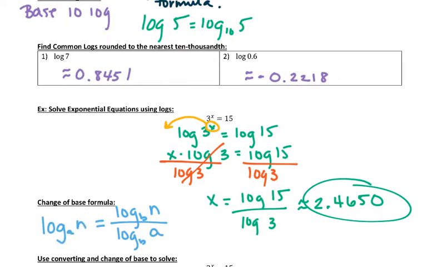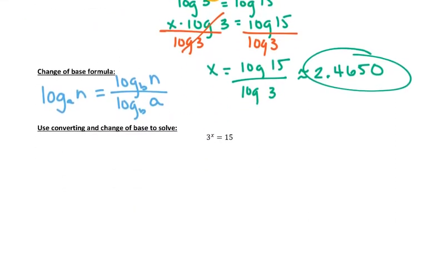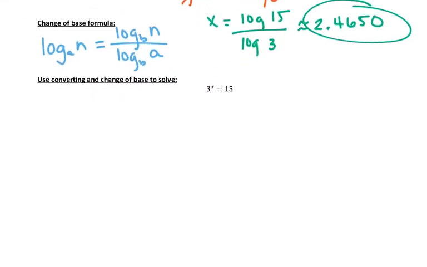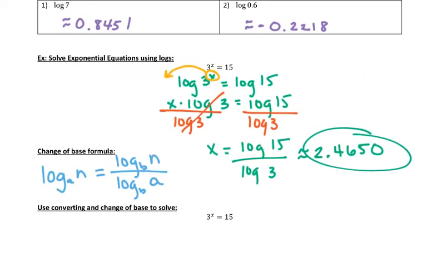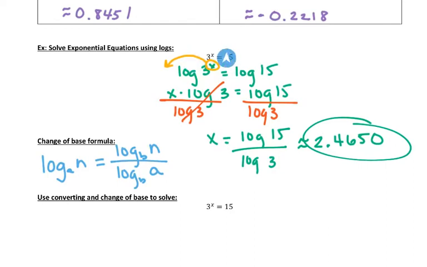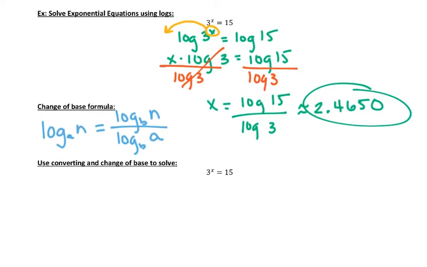From there, we're going to go down to the next example. This is the exact same example as the one up here, so notice these are the exact same problem. With this one, what we did is we took the logarithm on both sides. The next way, it says in the directions to use converting and change of base to solve. So I'm going to show you how we're going to do this one. If I were to convert this, I'm going to have log base 3 of 15 is equal to x.